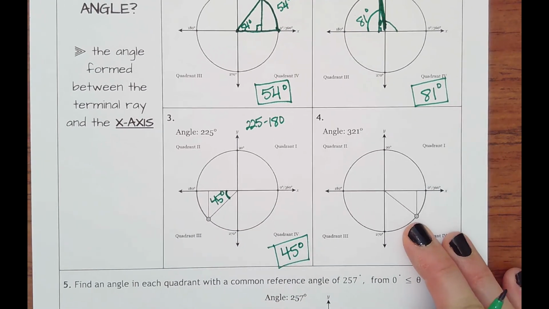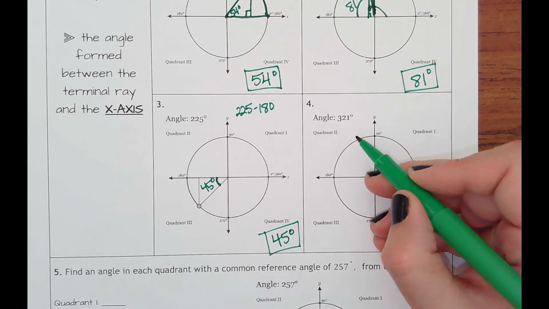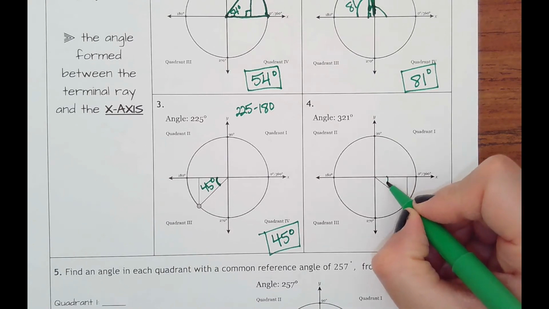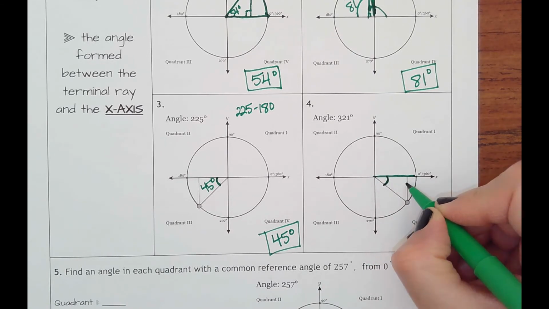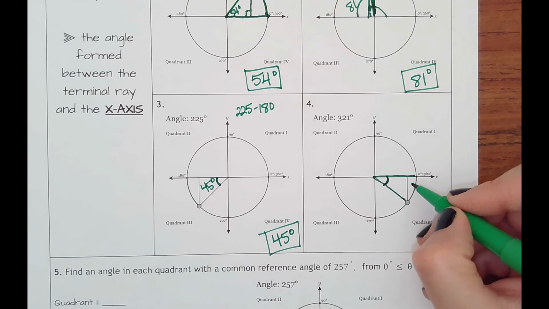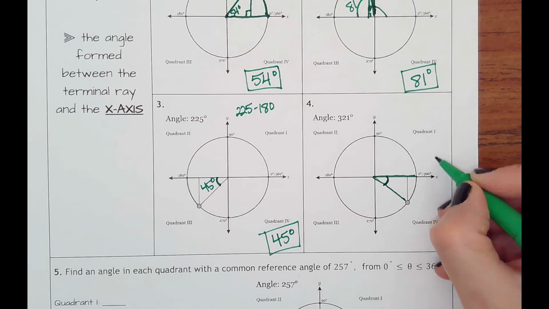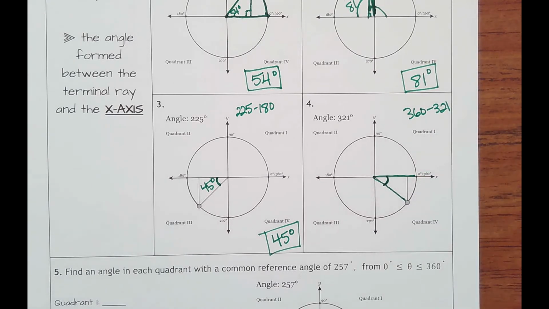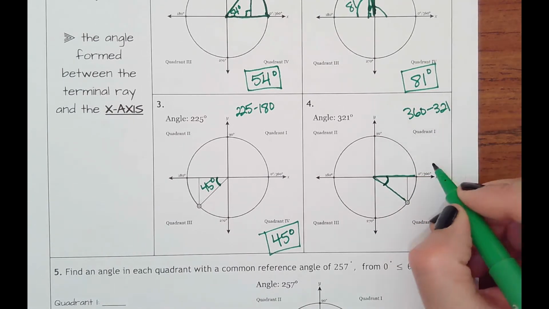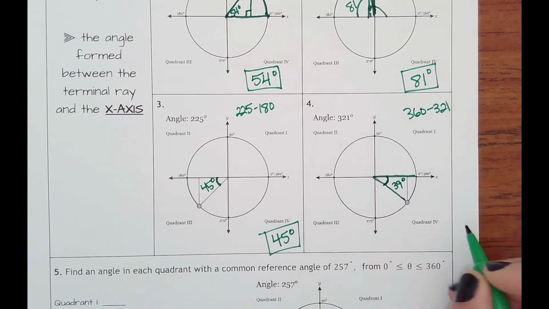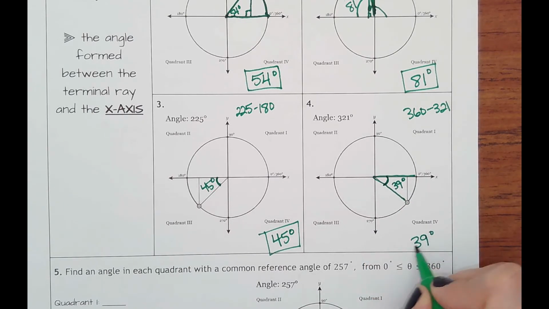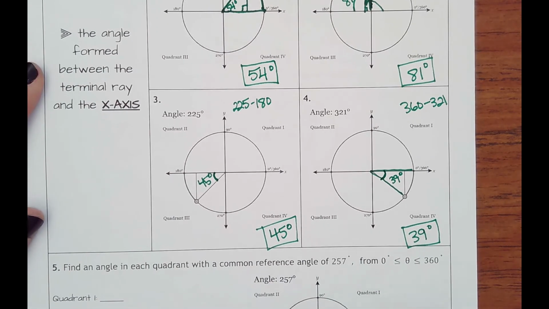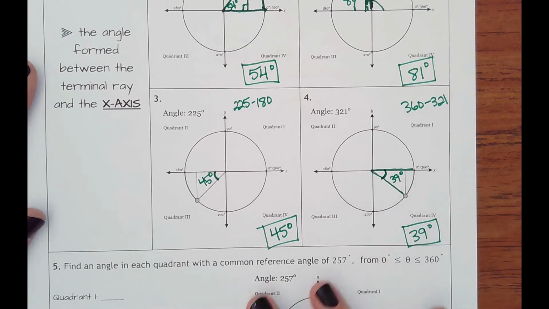And then if we have an angle that ends in quadrant 4, we've got a 321 degree angle that went all the way around to here. They're wanting to know what is this distance from the x-axis. And so we would do 360 minus 321 to leave me with this. So that would be 39 degrees. So reference angle always with the x-axis. It's never going to be formed with the y-axis.